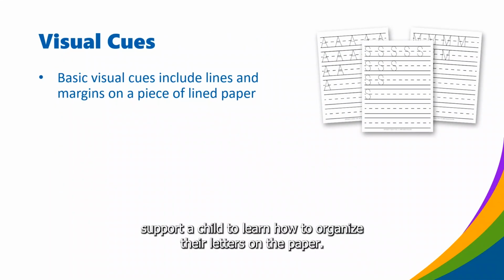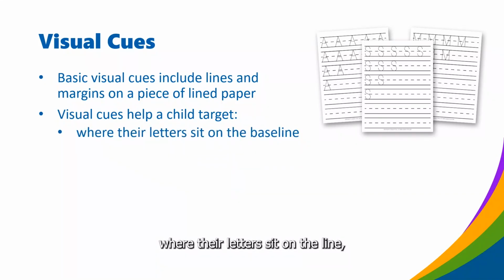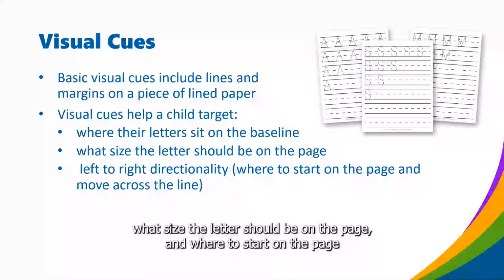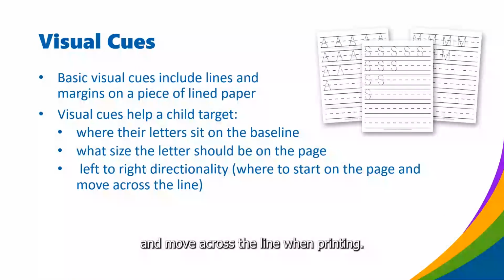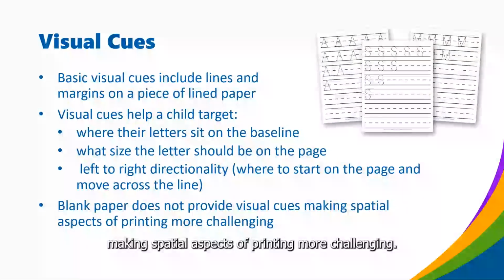Visual cues help support a child to learn how to organize their letters on the paper. Visual cues can help a child target where their letters sit on the line, what size the letters should be on the page, and where to start on the page and move across the line when printing. Blank paper does not provide visual cues, making spatial aspects of printing more challenging.